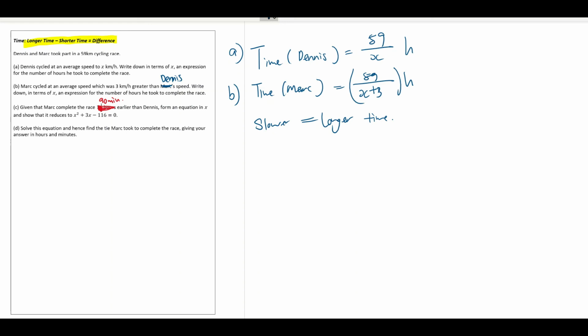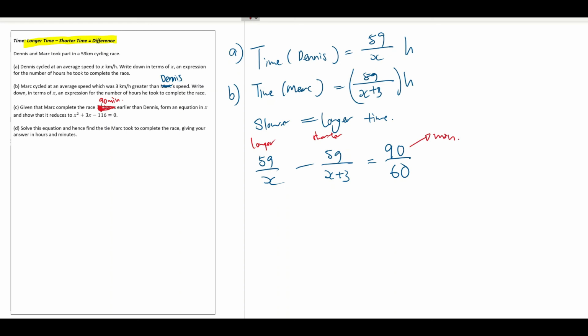Okay? So who takes a longer time? Dennis takes a longer time, which is 59 over x, minus 59 over x plus 3. This is the longer time minus the shorter time equals the difference in timing. What is the difference in timing? It is 90 minutes. But when you put 90, you have to put 90 over 60 because 90 is in minutes. Unless originally they gave you 1.5 hours, then you should write 1.5 on the right side.